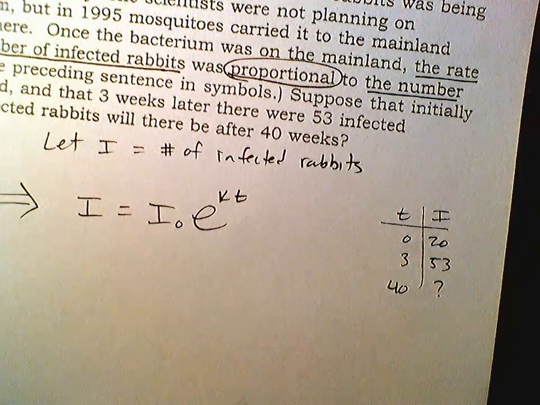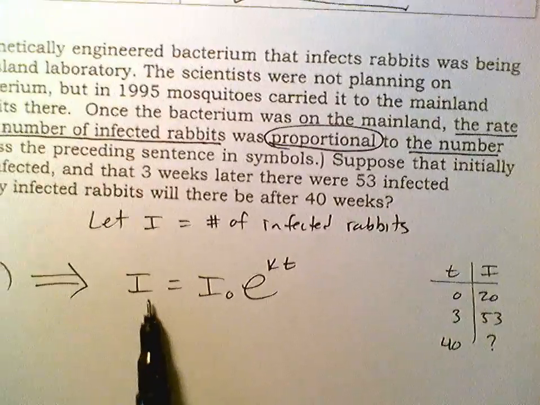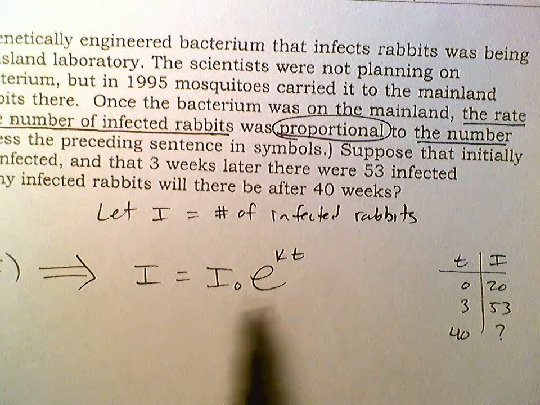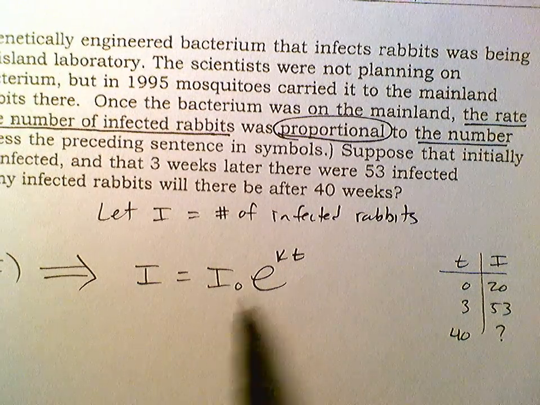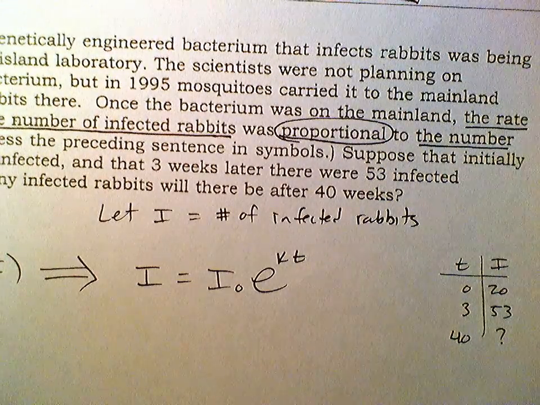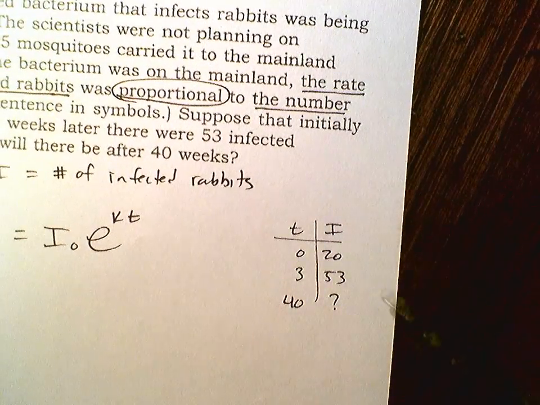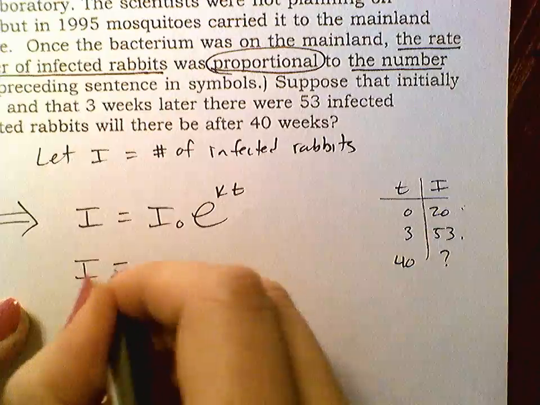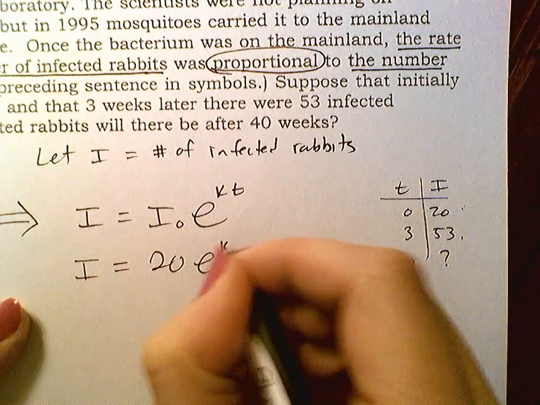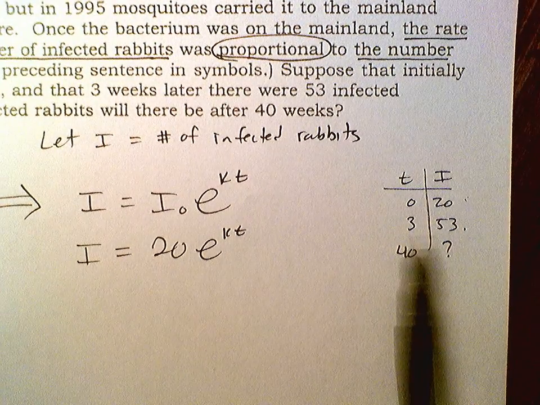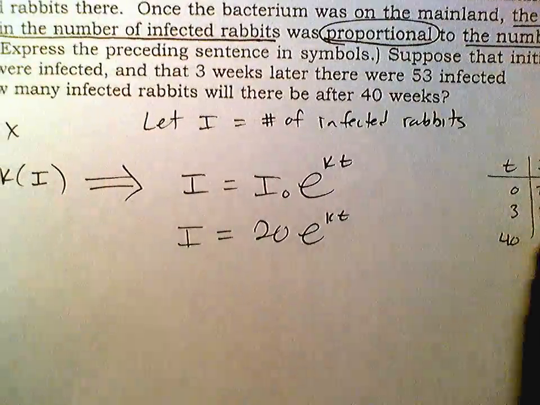We have to figure out a function that will give us the number of infected rabbits if we plug in t. So we've got to figure out what I sub 0 is and what k is, the constant of proportionality. To figure out these two things, they needed to give us two conditions, which they did. I sub 0 is just the number of infected rabbits at time 0, so that's 20 e to the kt. Now we've just got to find k, so we'll use this condition here.